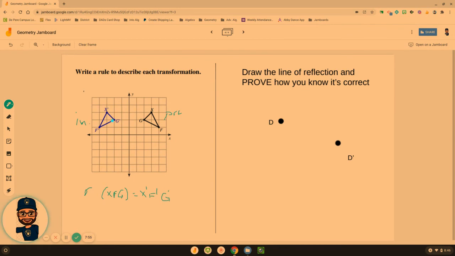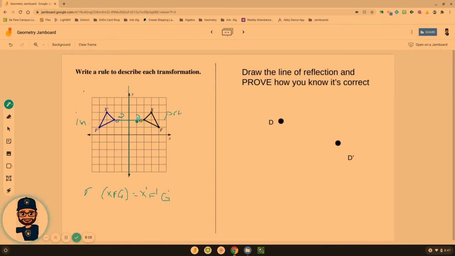So to figure out the line, I'm going to draw in here from G prime to G. Notice that's 1, 2, 3, 4 units. They're 4 units apart. That means I need 2 units on each side. So 2 units there and 2 units there, meaning this line right here is my reflection.